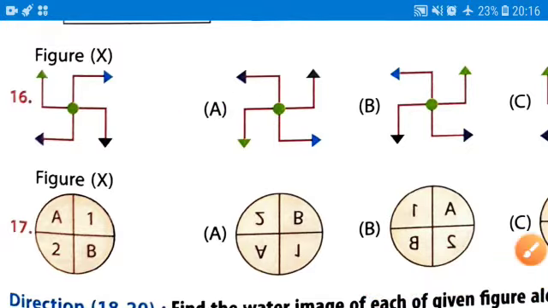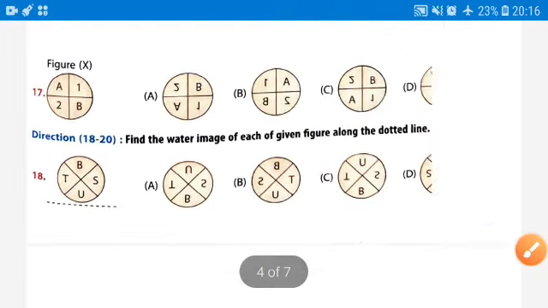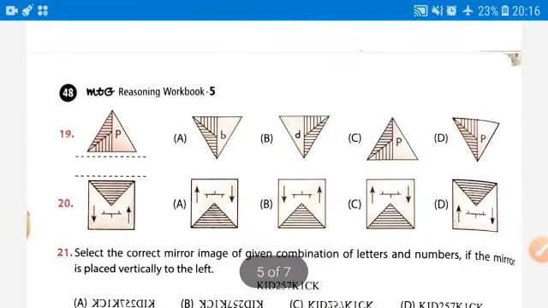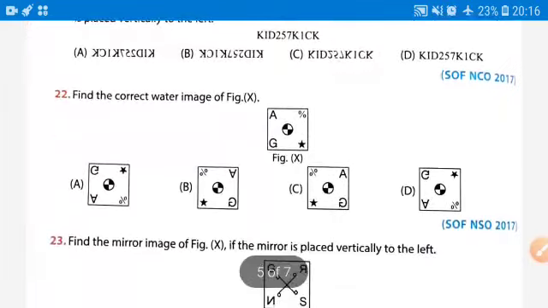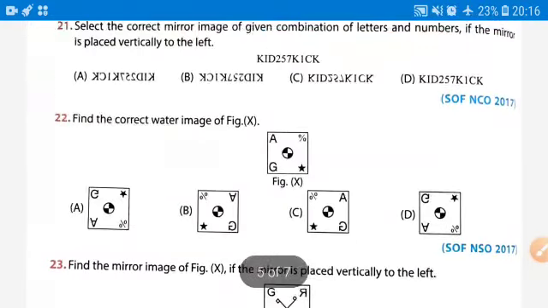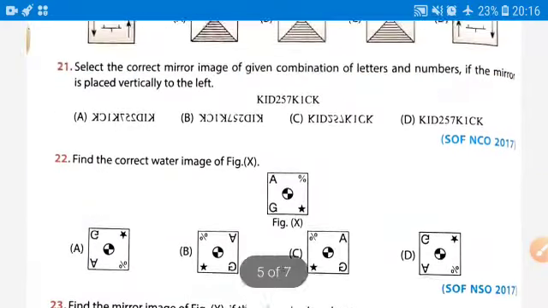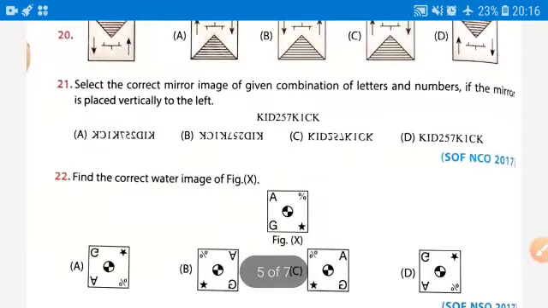Now moving further, these are some similar questions. Now coming to question number 21.